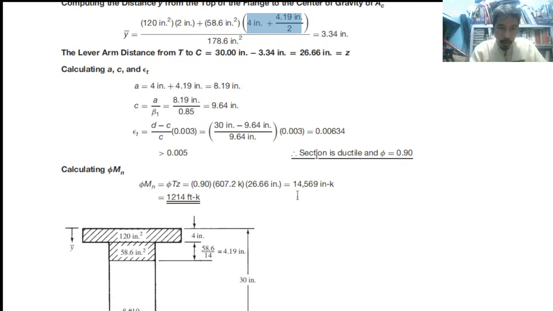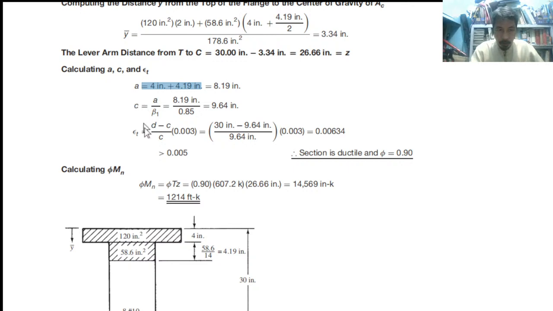Therefore, we can use it later. So we can use it here. Okay, actually, we can use it here. But first, we need to find out what is A. So 4 plus 4.19, that is 8.19. So therefore, we can find out the value of C. C, take note here. Okay. A, so 4 plus 4.19. So just 8.19.